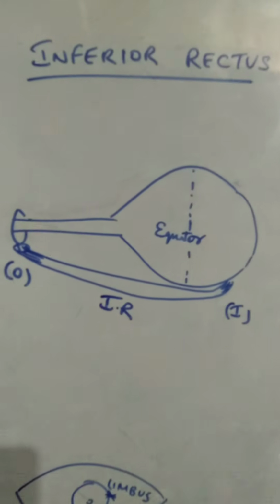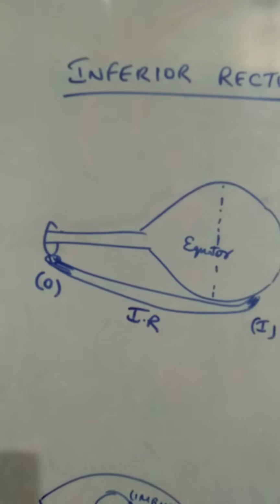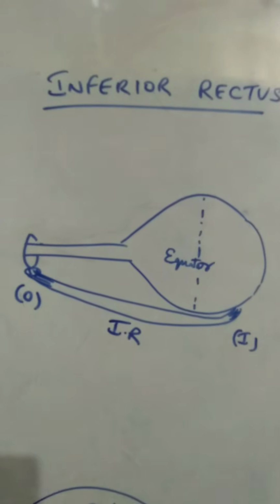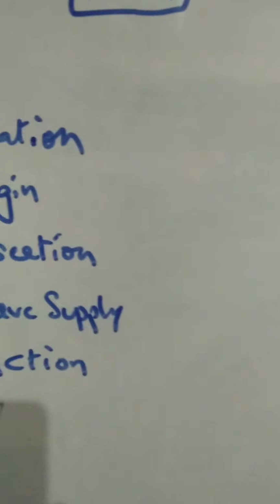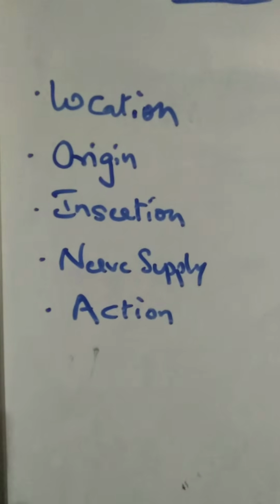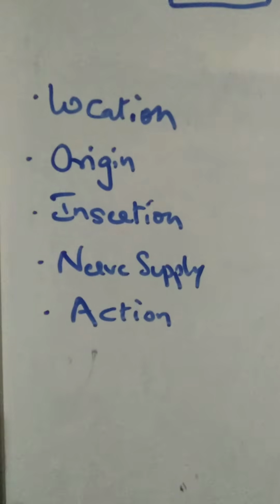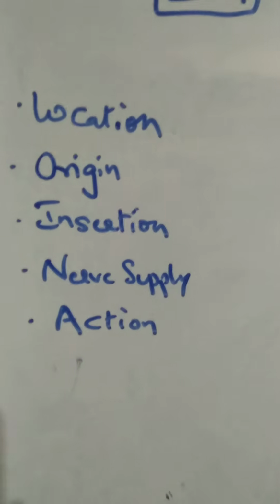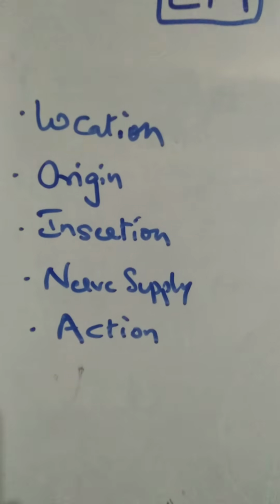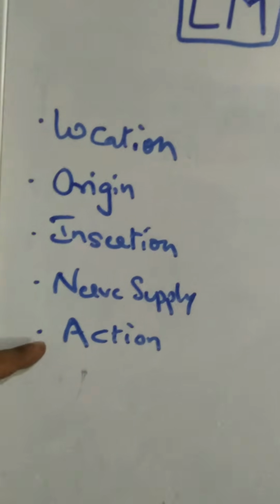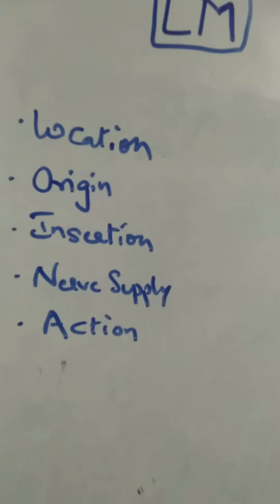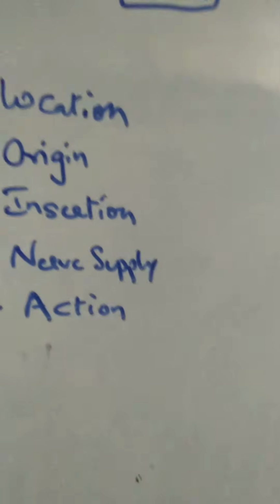So this inferior rectus location is within the orbit and outside the eyeball. That is the location. So we will do this inferior rectus under the following headings. Location, just now I told you, it is within the orbit, conical structure in the skull, in the norma frontalis. Next headings are origin, insertion, nerve supply, action. These are the 4 headings under which the muscle will be dealt.